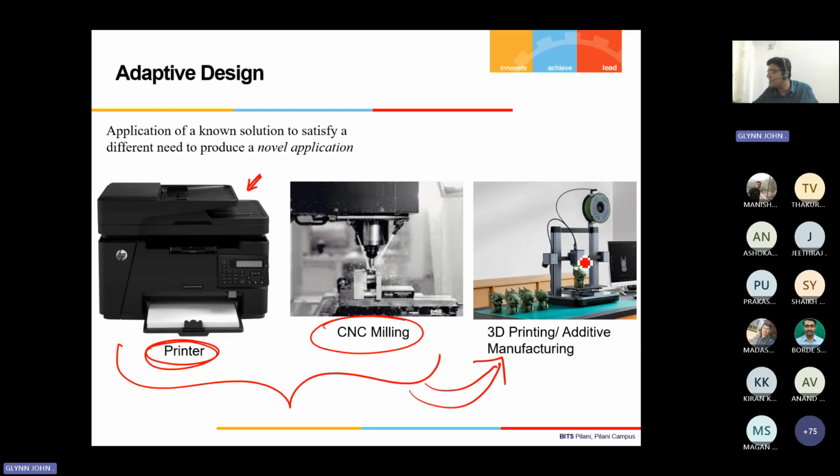The only thing different is the printing head. Here, you're just melting a piece of plastic and depositing it layer by layer, right? So if you see, this is more of an adaptive design. So you have technologies already known to you, but you are just creating something new from it, right?